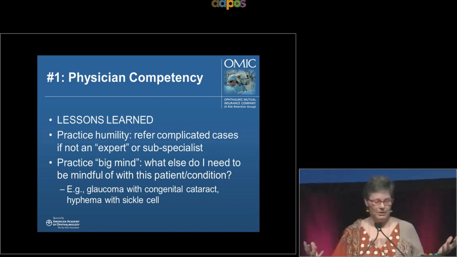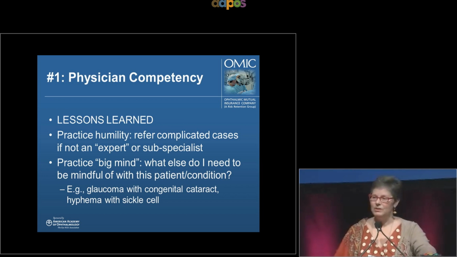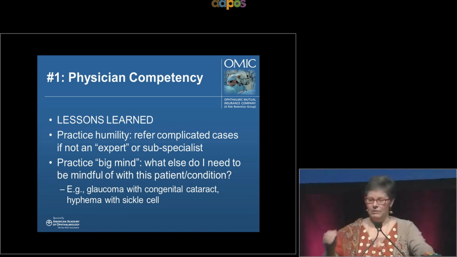And practice what I call big mind. In those diagnostic processes, ask: what else do I need to know? What am I missing here? There's a wonderful book on fast thinking and slow thinking. If you're in that fast brain, it will get you right to the wrong diagnosis really quickly. If you do ask those kinds of questions, you're using a different part of your brain, and it actually does improve the accuracy of your diagnostic process.